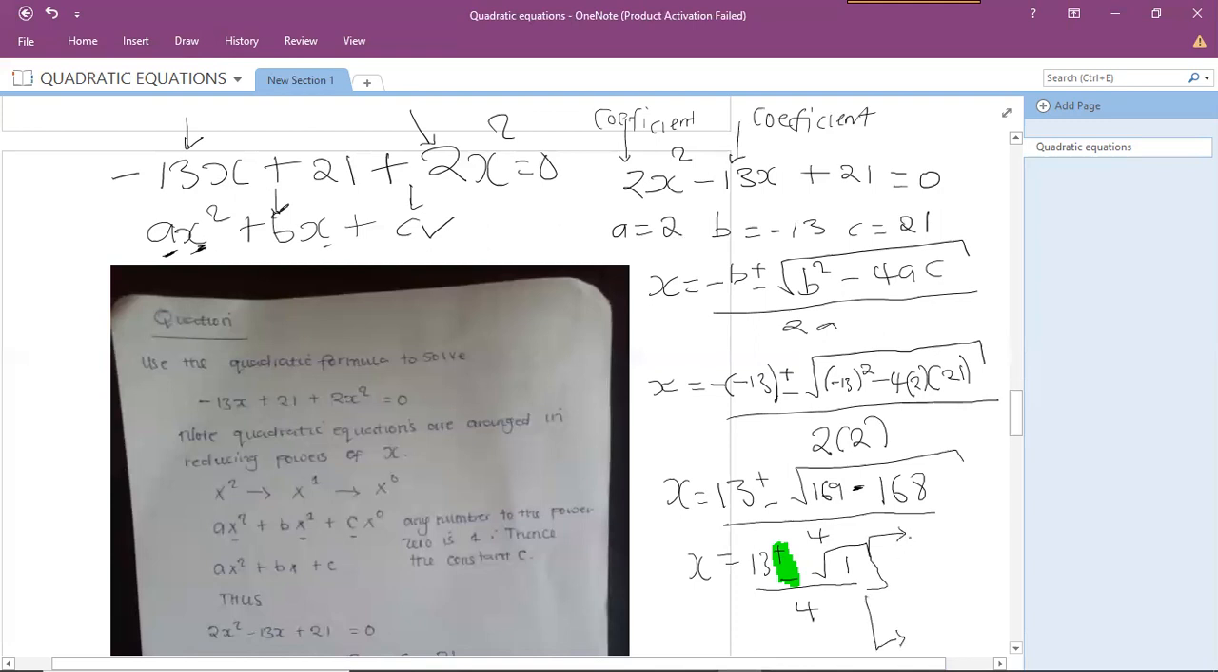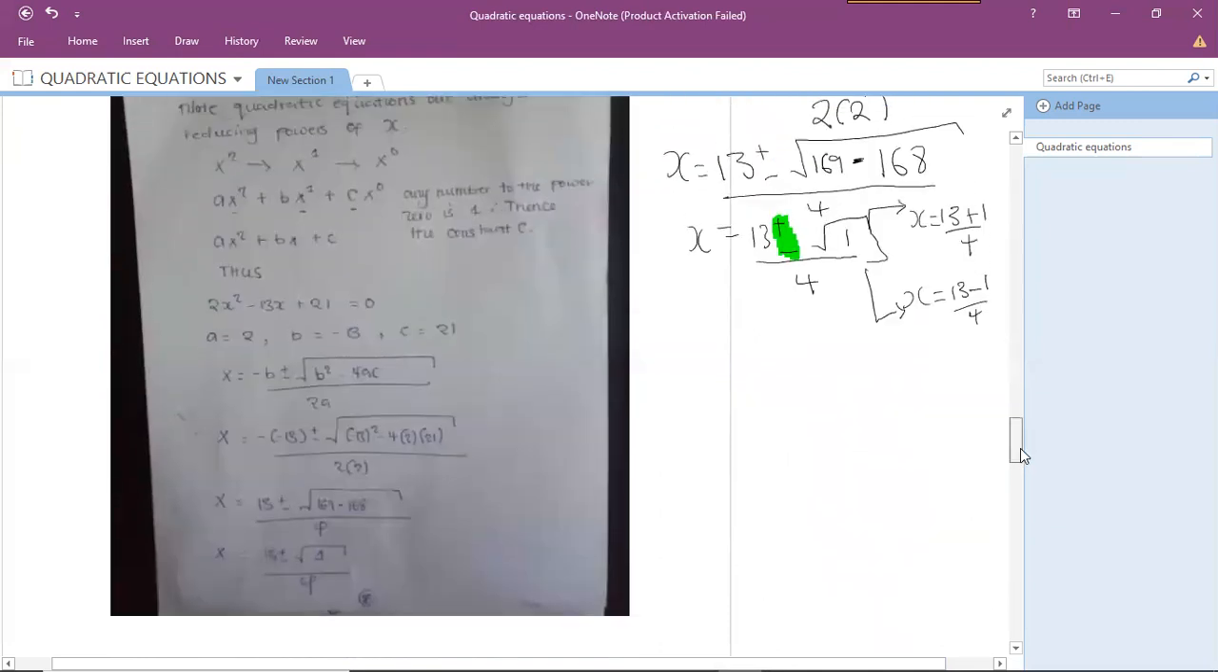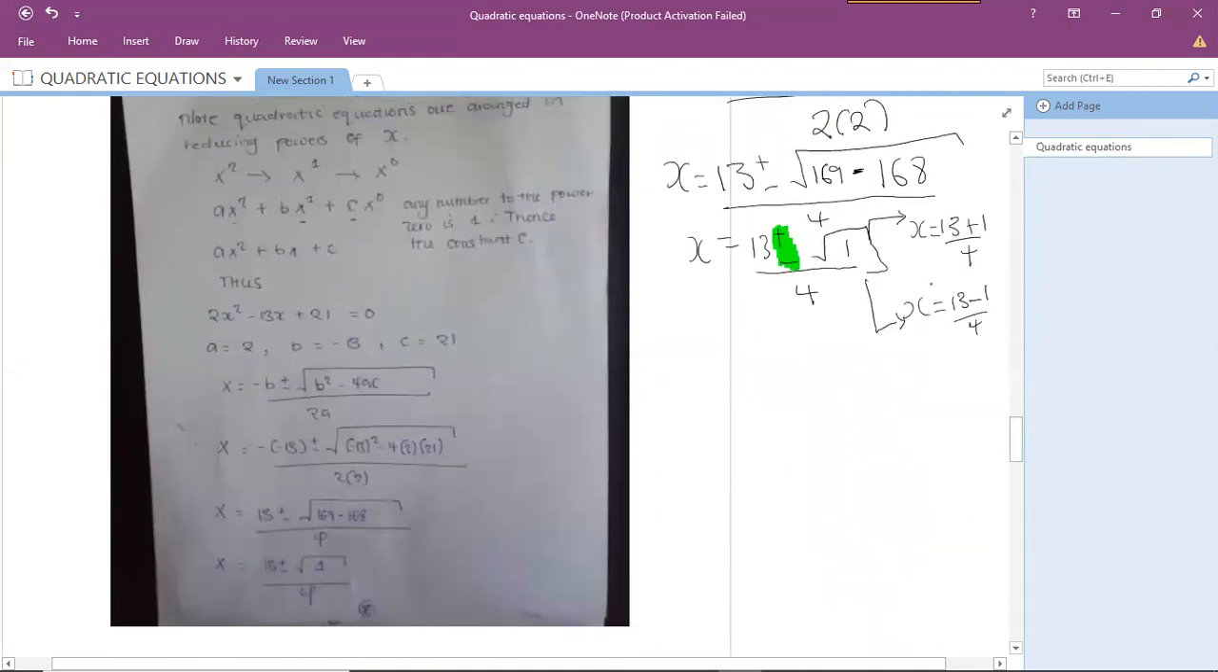It will either be x is equal to 13 plus, getting now the positive square root, so the square root of 1 is 1, over 4, or x is equal to 13 minus 1 over 4. So you've seen that here they are telling us that the square root of 1 can either be positive 1 or negative 1. So the equation has split into 2.